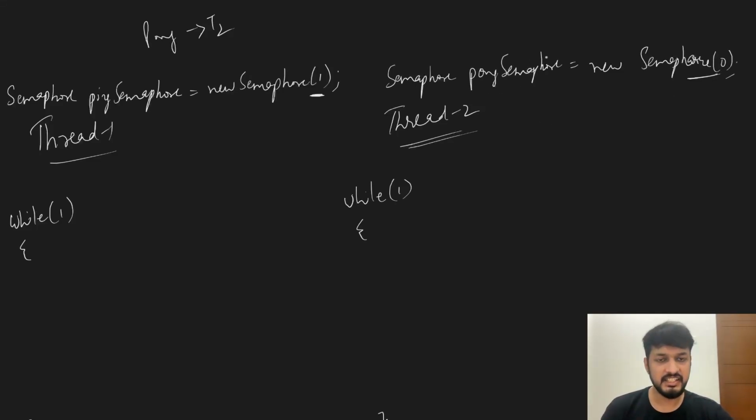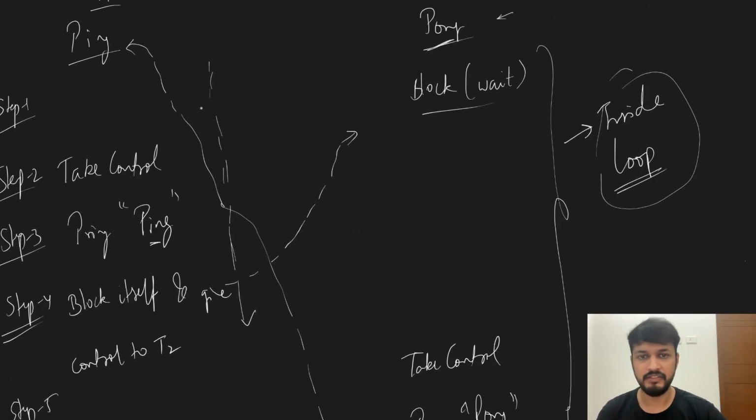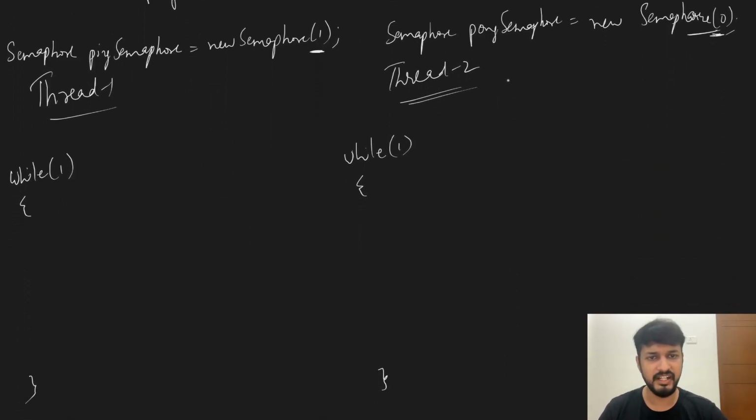So we have created another semaphore named Pong semaphore, but it has permit 0. Now, what is the step? The first step is Pong should be in wait state. Now, how can this particular thread be in wait state?